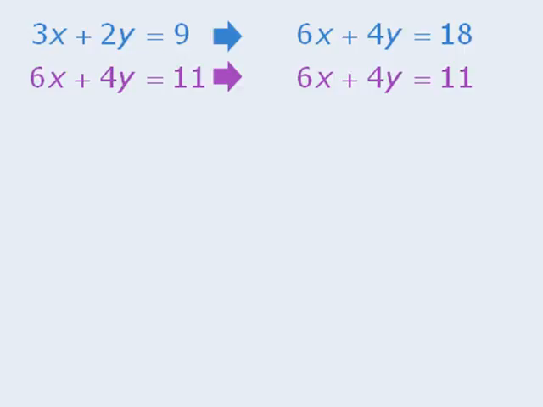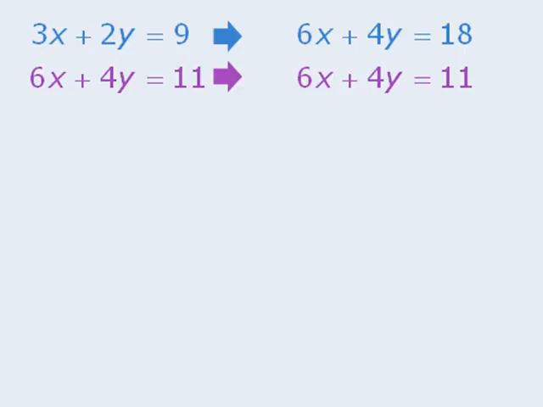The important observation here is that these two equations contradict each other. On one hand, 6x plus 4y equals 18, and on the other hand, 6x plus 4y equals 11. So it would be impossible to find a set of values for x and y that simultaneously satisfy both equations.